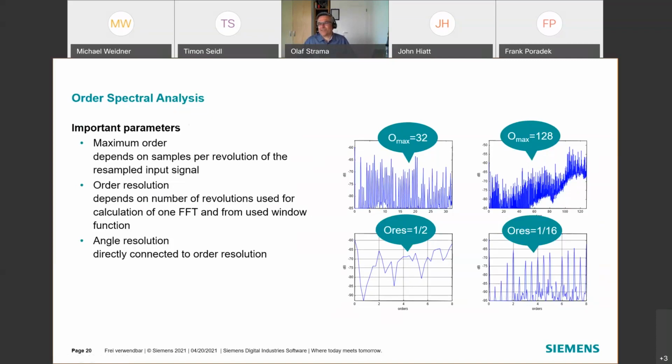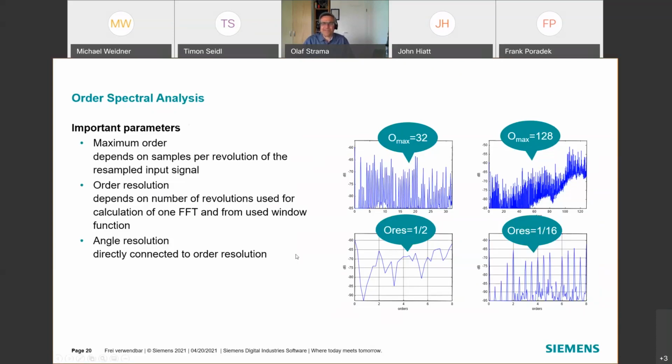And so a higher order resolution leads to a more precise measurement, but it leads to a longer measurement time. For an order spectrum of one with a resolution of 1/16 of an order, I need 16 revolutions of the reference shaft. And if I have a revolution speed that is quite slow, then the measurement time could go up. So when we deal with the order resolution, we always have to deal with the measurement time because they are connected. And so the measurement time often limits the precision of the analysis that is possible.